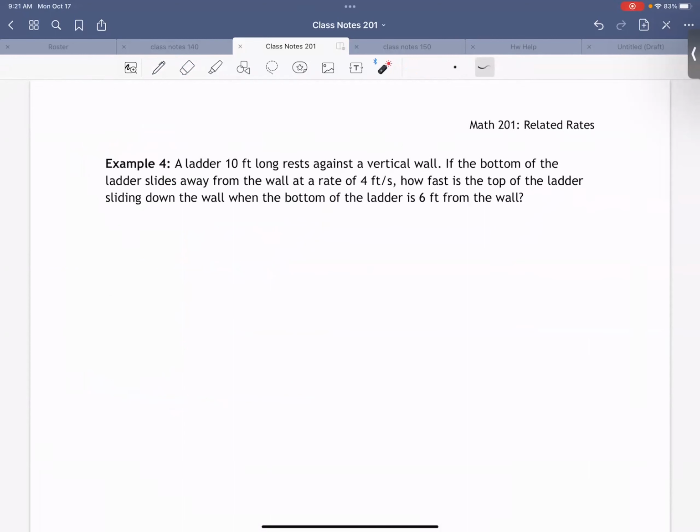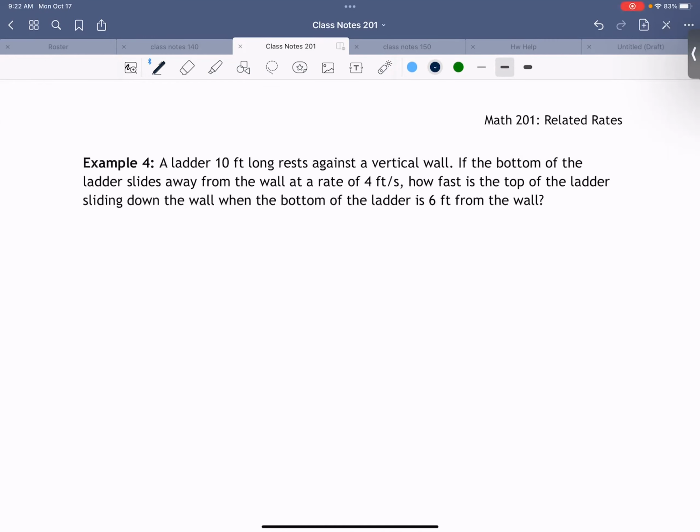It says that we have a ladder. It's 10 feet long and it rests against this vertical wall. Let's say that the bottom of my ladder is sliding away from the wall at a rate of 4 feet per second. I want to know how fast the top of the ladder is sliding down the wall when the ladder is 6 feet from the wall. Okay. Now that was a lot of information. Let's just draw a picture and see what's actually going on here.